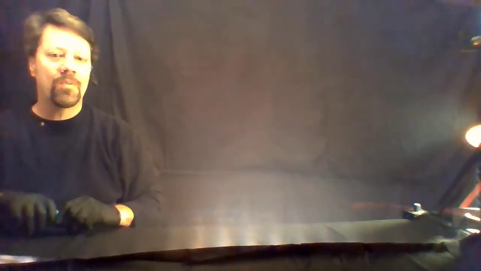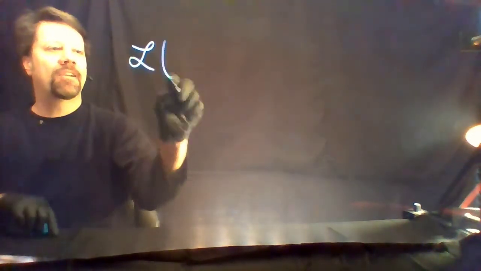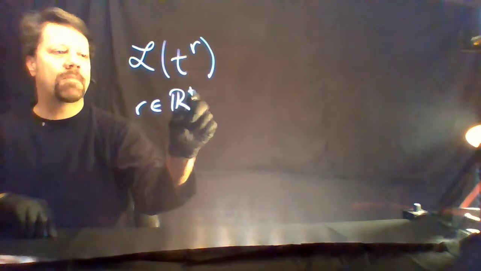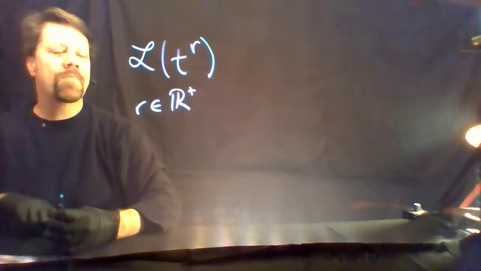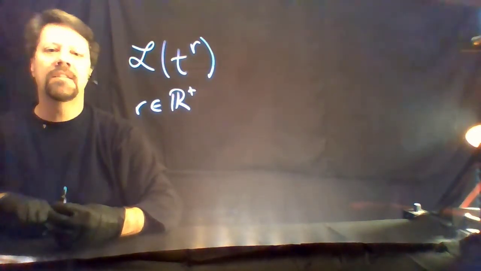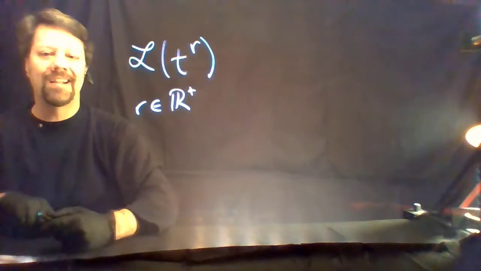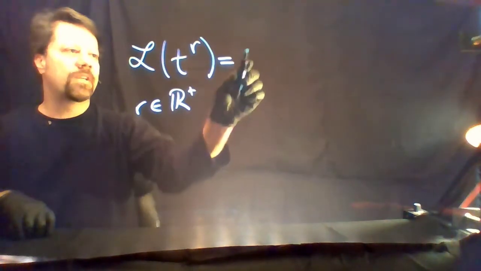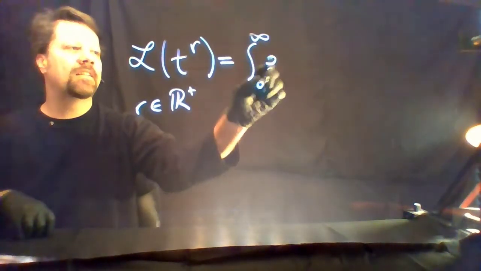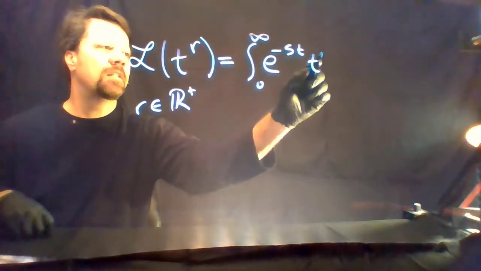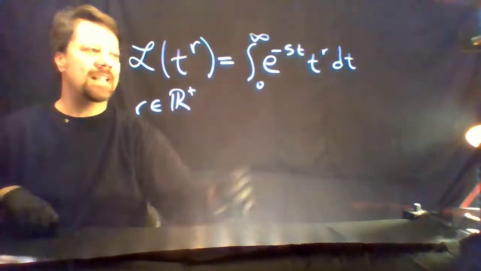Now, for one reason that we're doing this, we want to calculate the Laplace transform of t to the power r, where r is an element of the set of real numbers, let's say positive real numbers to begin with, because our notion of the gamma function we haven't shown is defined when the number is negative. According to our definition for the Laplace transform, this is the integral from 0 to infinity e to the minus st t to the power r dt.